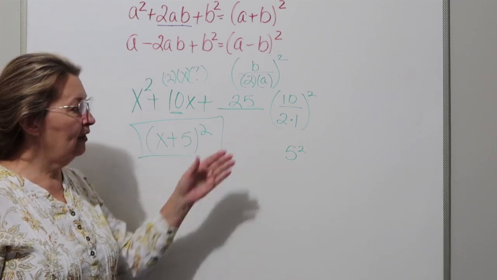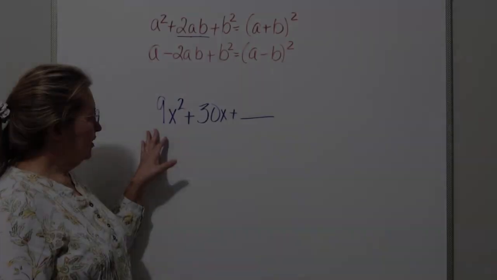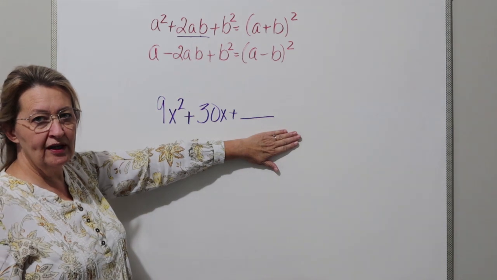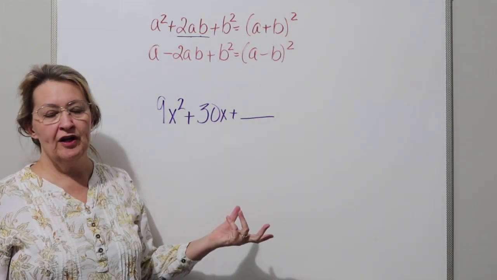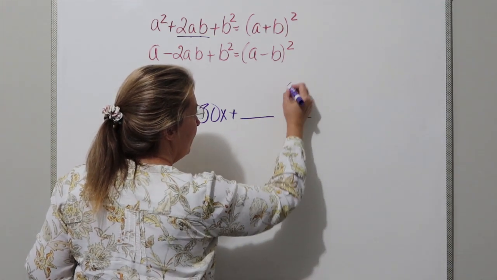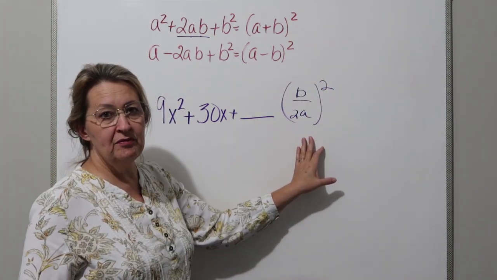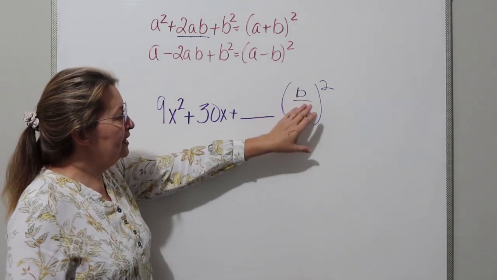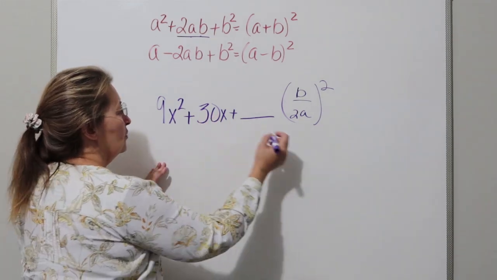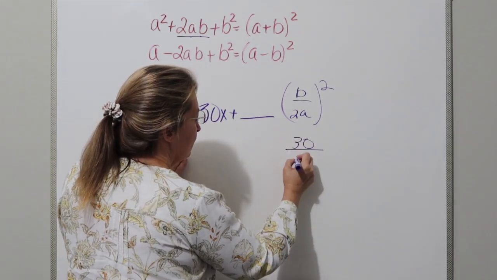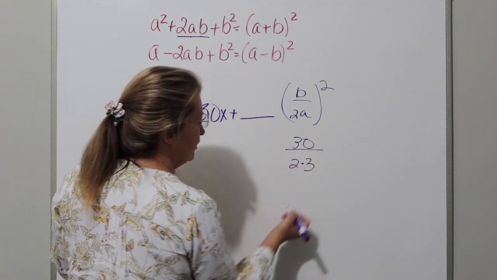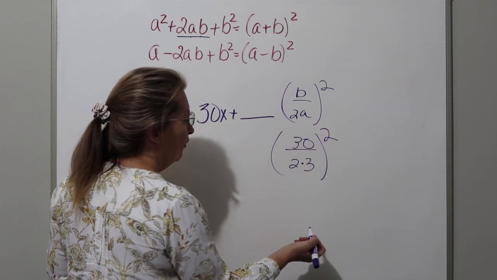Let's look at one more example of finding the last term. So now we have 9x squared plus 30x, and we want to find the term that will go right here to create this perfect square trinomial. Let's pull our formula out. The formula says b over 2a squared. You just need to memorize that. Alright, what is our b? b is the coefficient of your x term, your linear term. So we're going to have 30 over 2 times the square root of this, which is 3. And then we'll square the whole thing.